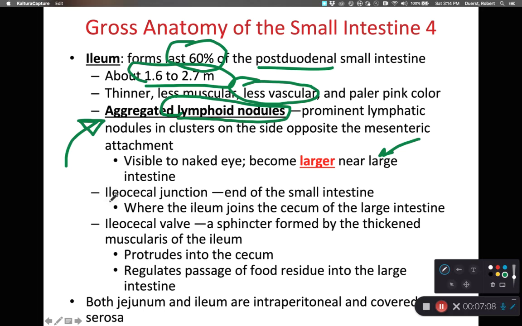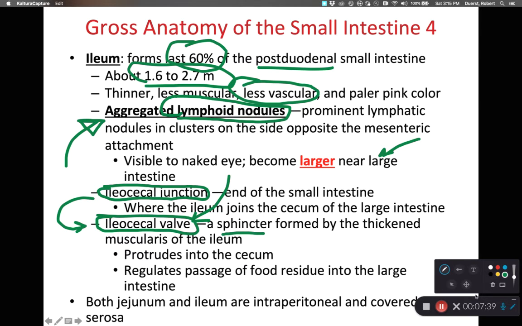As we go from the ileum to the large intestine, we have the ileocecal junction. This ileocecal junction, where the small intestine ends, has a very important structure, the ileocecal valve. And this is a valve, not a sphincter. I know it says sphincter right here, but this is more of a valve in that it has a flap of tissue that allows for one-way passage, typically speaking.